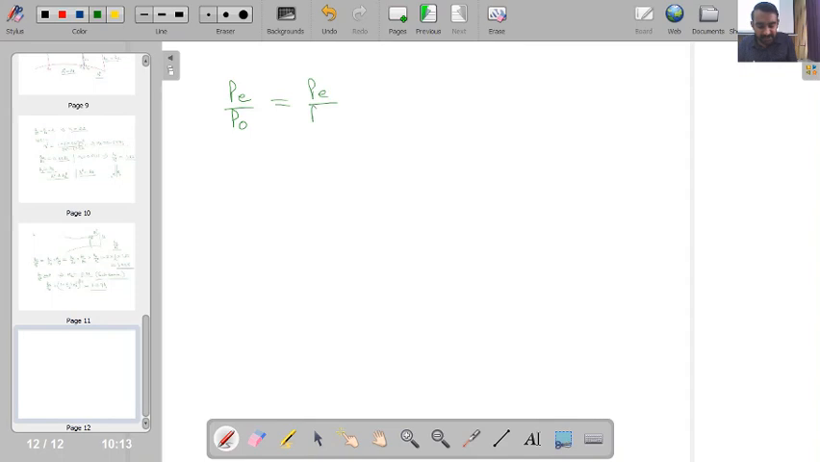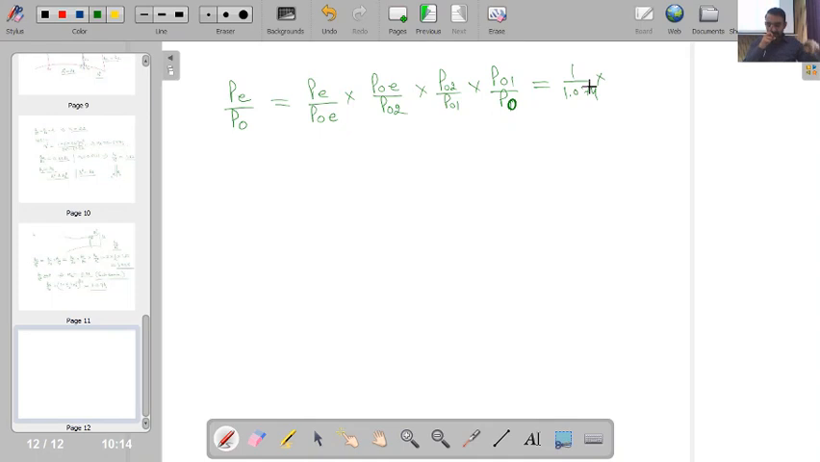So this will be P exit by PO exit, into PO exit by PO2, into PO2 by PO1, into PO1 by P1. Sorry, P naught. Fine. What I have done basically is take the help of all the pressures which are actually known at the inlet conditions. So what is PE by POE? We have just now calculated, 1 upon 1.074.